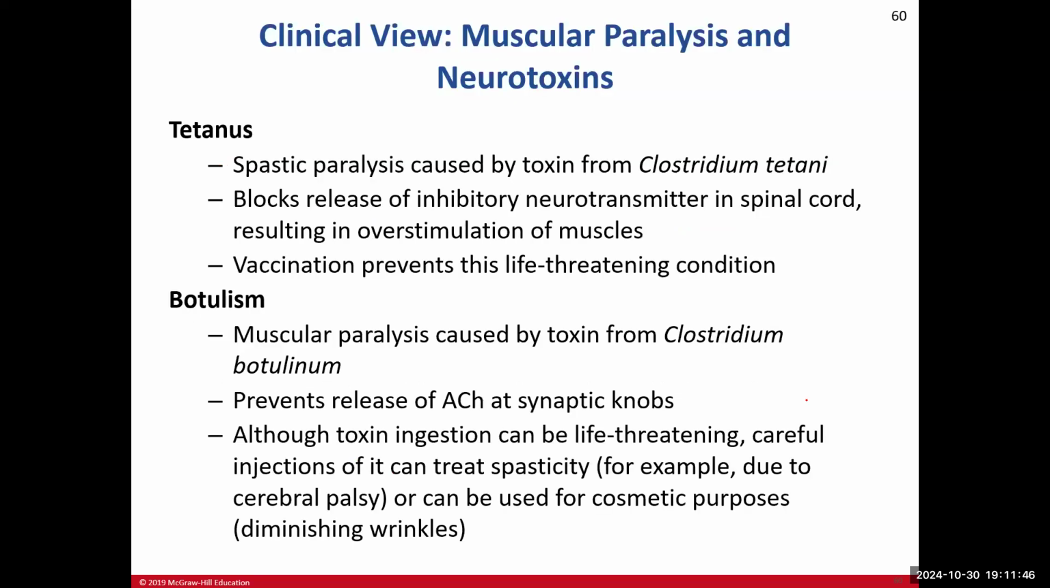Okay. So our next clinical view: muscular paralysis and neurotoxins, fun stuff. I'm sure some of you have heard of both. We were talking about Botox and botulism before, but to revisit it, let's start with tetanus. We have two microorganisms: Clostridium tetani and Clostridium botulinum.